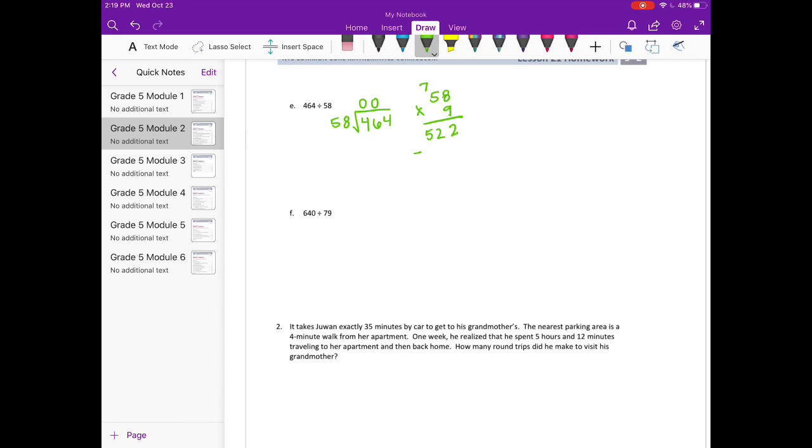So I'm going to subtract a group of 58. We get 464. So we had 9 groups, but then I subtracted one, so we have 8 groups is 464. No remainder, so then our check would just be 58 times 8 equals 464.